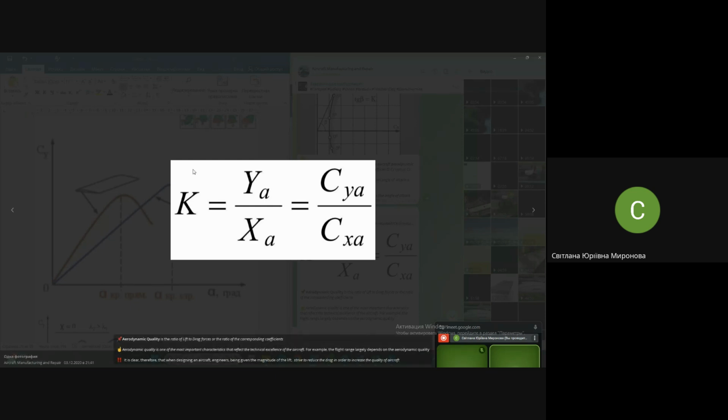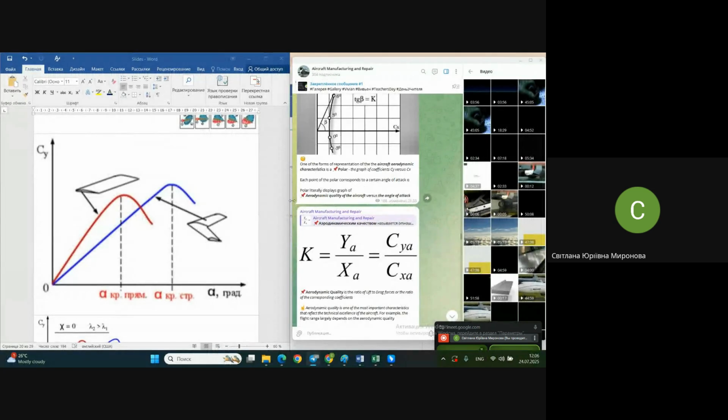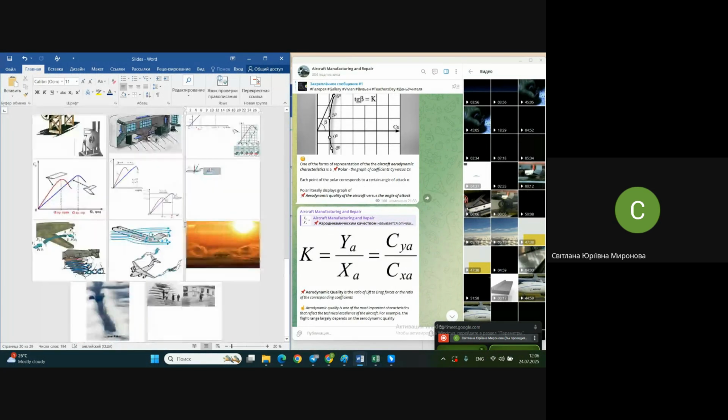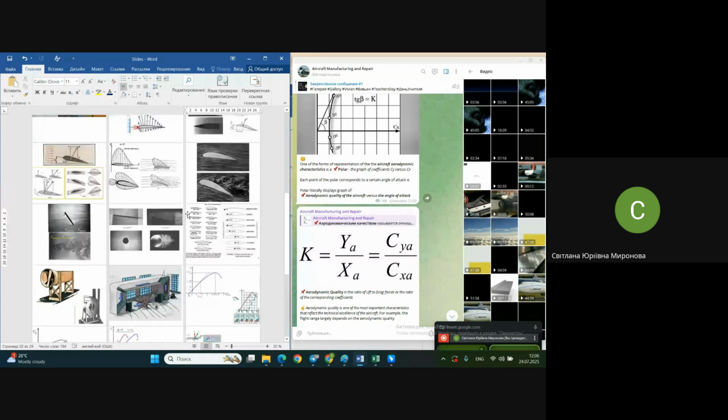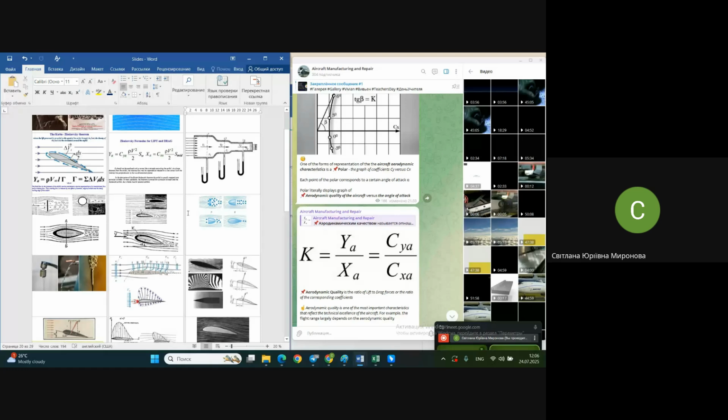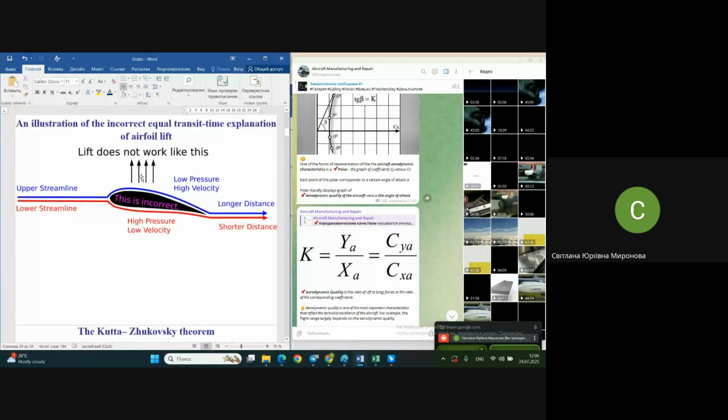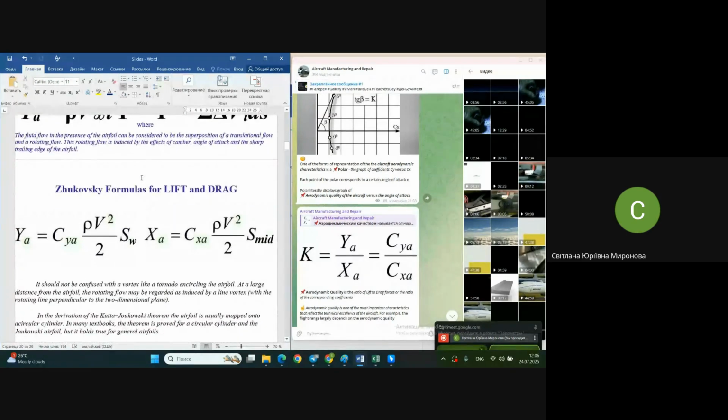Practically you see it's the lift to drag ratio, but if we come back to the formulas, the Zhukovsky formulas, or Newton-Zhukovsky, as it's given in Western literature, we may see that practically it comes to the same. And in the first approximation, it may be assessed as the coefficient of lift to the coefficient of drag.